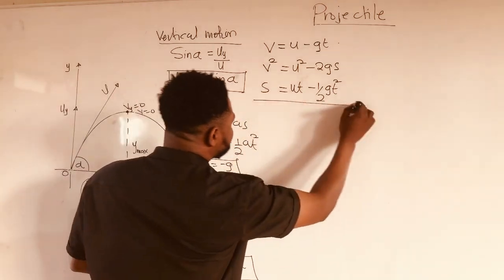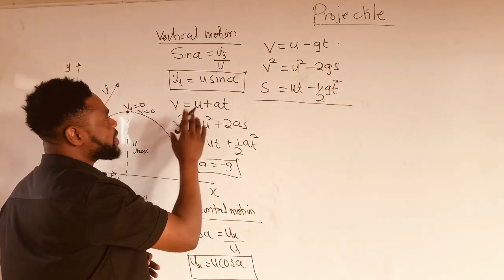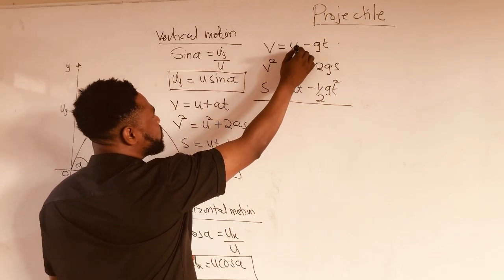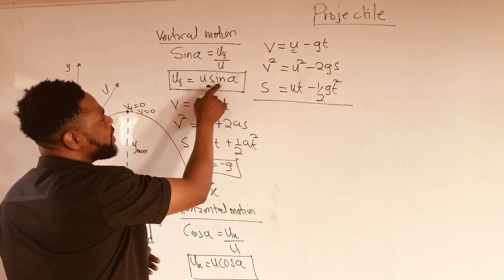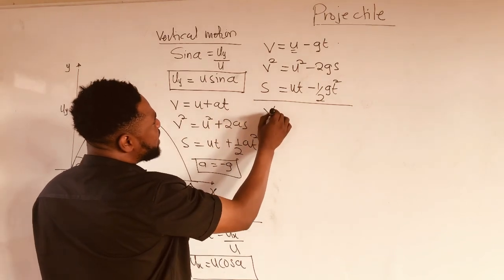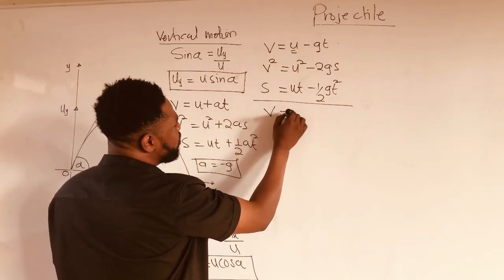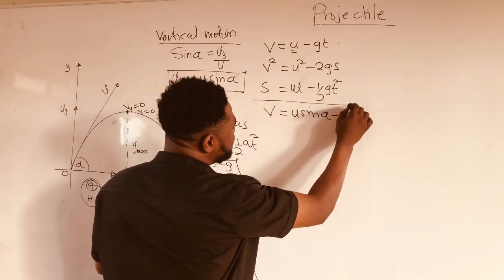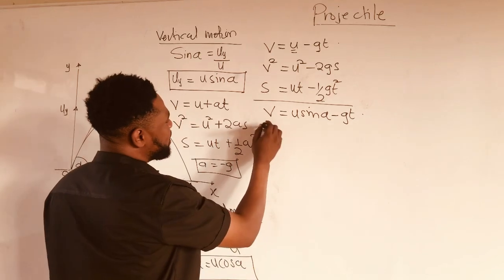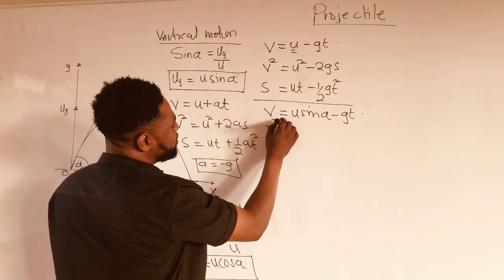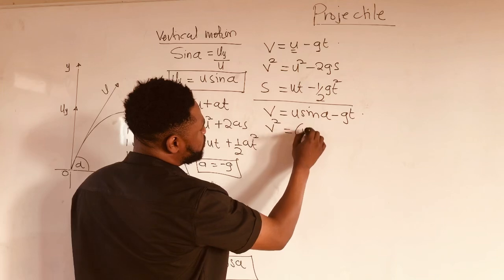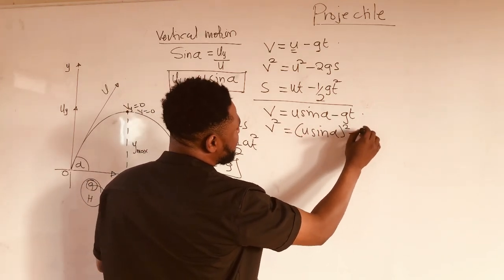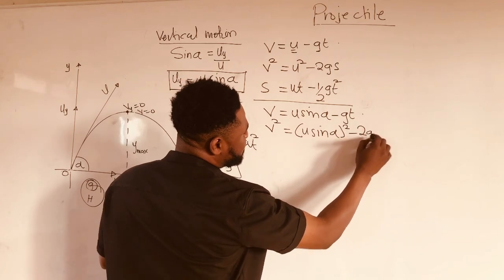Now again, since we analyzed this, let's come here. Now if the initial velocity, which is u, is given as u sine alpha, then we can rewrite these formulas as v equal to u sine alpha minus gt. All right, then again, that is v squared equal to (u sine alpha) squared minus 2g.